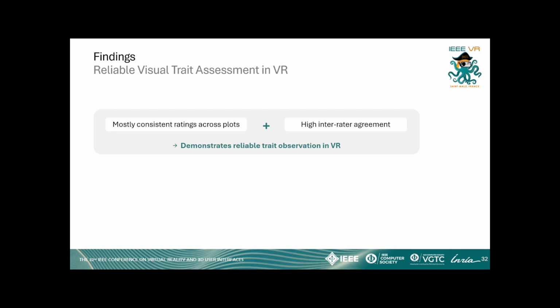Now I will present the key findings. The results show that VR can be a promising tool for consistent and reliable visual trait assessment. The user ratings across plots were mostly consistent, indicating that trait assessment in the VR environment is reliable. This is further supported by high inter-rater agreement, suggesting that the traits presented in VR were clearly observable, enabling multiple breeders to make comparable assessments.